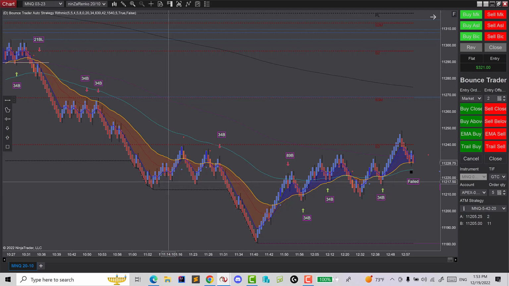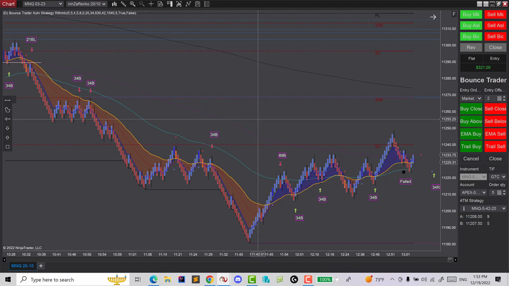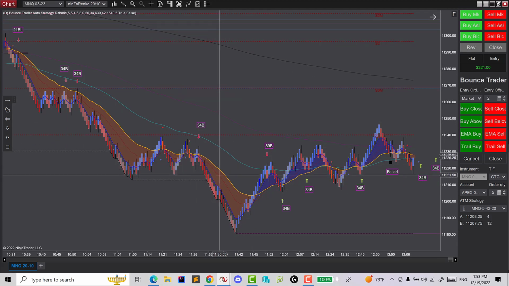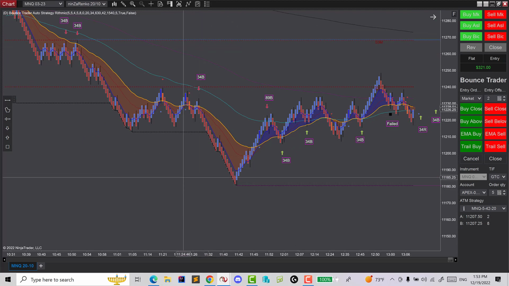Let's see. This was kind of a weak signal because it should close below the 34 EMA, so it didn't in this case. Same thing here, but when it did here, I think it was pretty obvious that we're rejecting these highs and we're going to retest at least these lows. So this was a 34B trade. So we're going into 11:30 already.